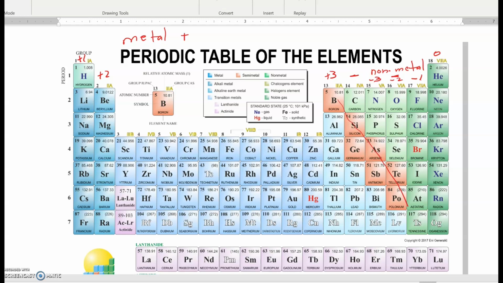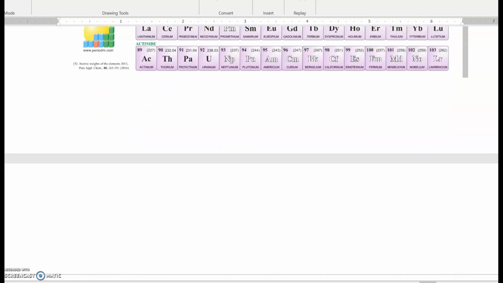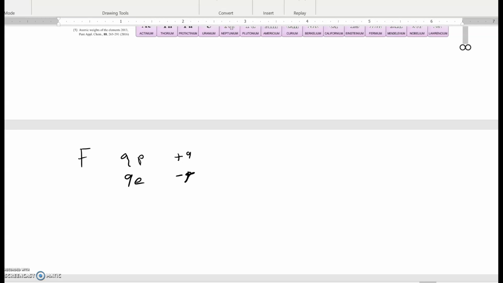Now, what happened? Let's look at fluorine. Fluorine is on the nonmetal side, so we would expect it to have a negative charge. How does it get that negative charge? So fluorine has 9 protons, 9 electrons. So there's a +9 and a -9.